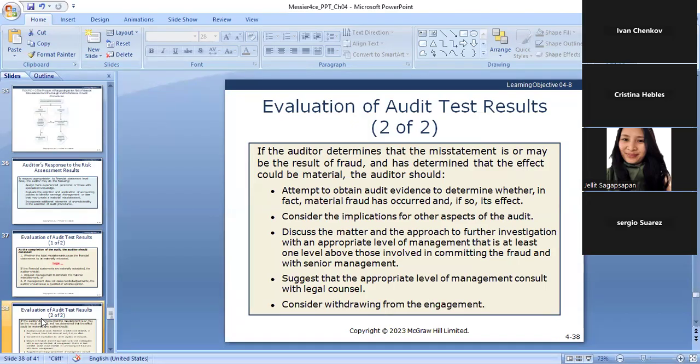Discuss the matter and an approach for further investigation with the appropriate level of management. That is at least one level above those who are involved in committing the fraud. Now, if the owner of the company is the one who's doing it, I don't know which will be the higher level than that. Suggest to the appropriate level of management to consult with legal counsel and consider withdrawing from the engagement. So you might even consider withdrawing from the engagement if that becomes evident.